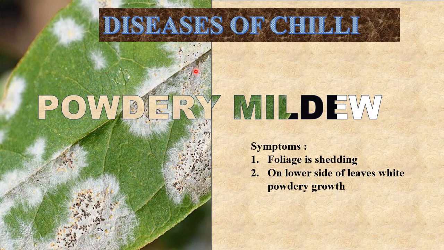The next disease in the chili crop is powdery mildew. Here you can see how clearly it shows on the leaves: a white powdery growth is seen on the back of the leaf, and foliage is shed. This white powdery growth is the symptom of powdery mildew.